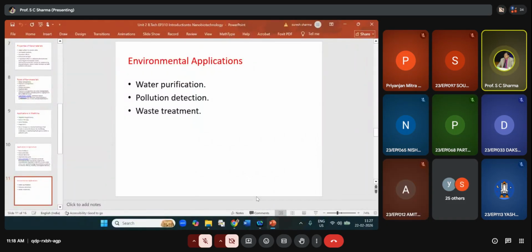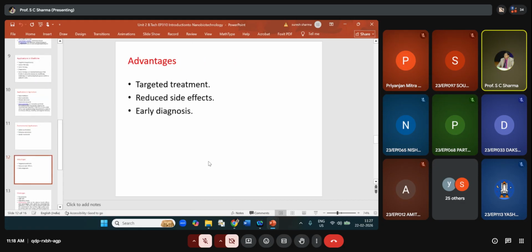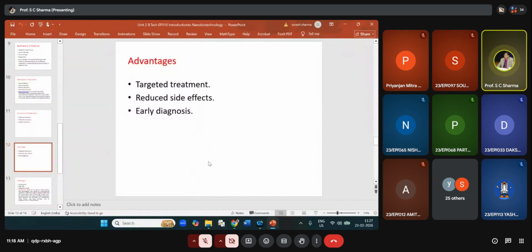Then environmental applications: water purification, very much clear. Pollution detection, yeah. And then waste treatment. This is largely from a research point of view. This is very, very important in recent years. Waste treatment. The advantages are targeted treatment, reduced side effects, early diagnosis. Okay.